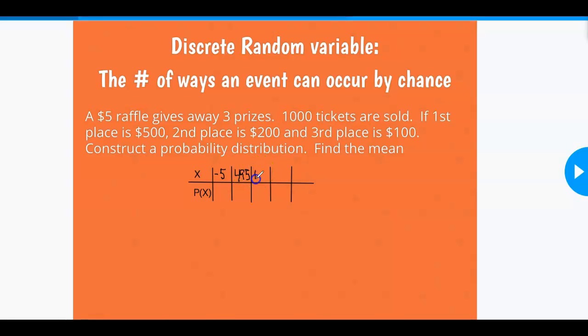$200 is $195 net. And $100 is $95 net. Probability of winning is 1 out of 1,000.